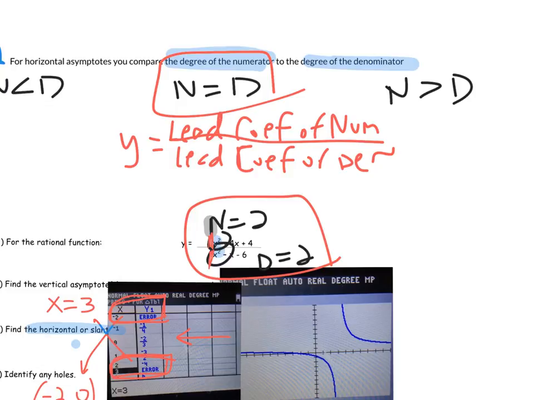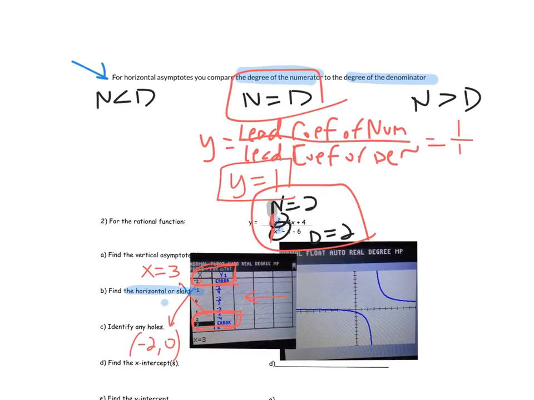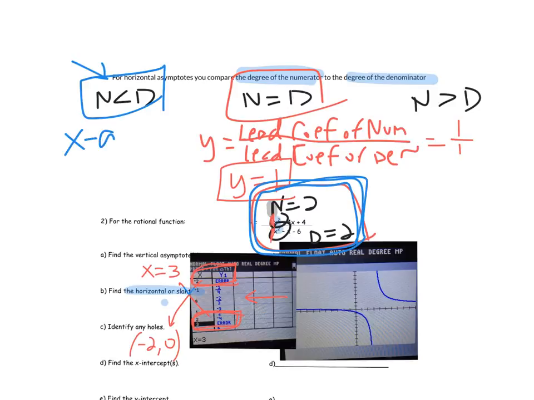So here the lead coefficient of the numerator was 1. Lead coefficient of the denominator is 1. So that means the line y equals 1. That's the horizontal asymptote. If n would have been less than d, remember it wasn't. N and d were both 2 because those were the highest powers of x. But if n would have been less than d, then the x-axis would have been the horizontal asymptote.